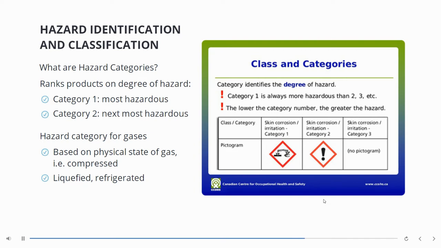In addition, reproductive toxicity also has categories 1 and 2, which relate to effects on fertility and/or the unborn child. Effects on or via lactation is considered a related hazard within the reproductive toxicity class.